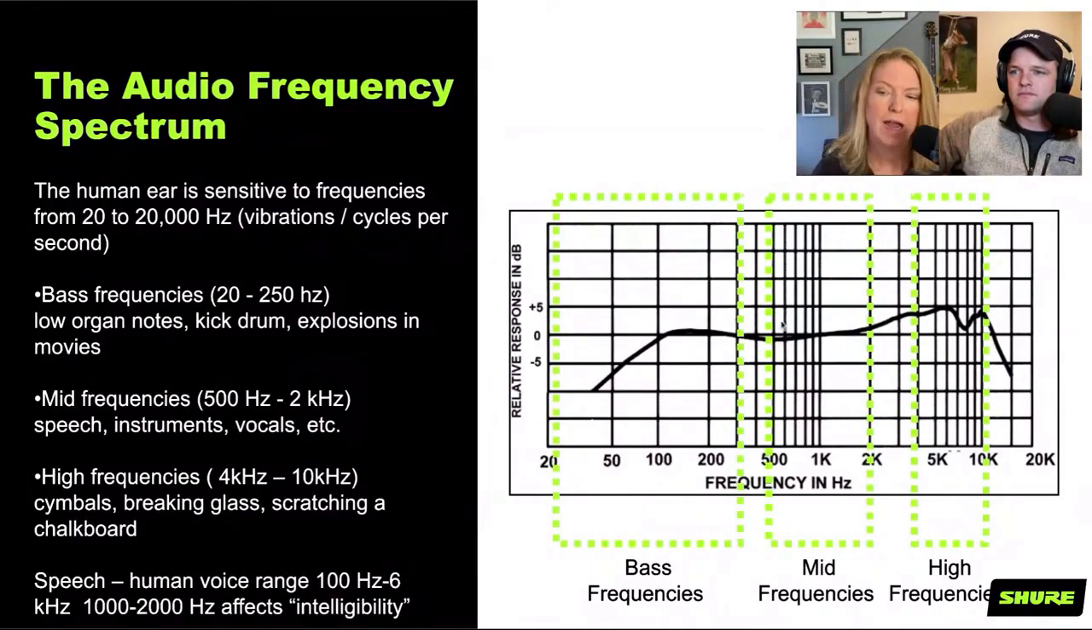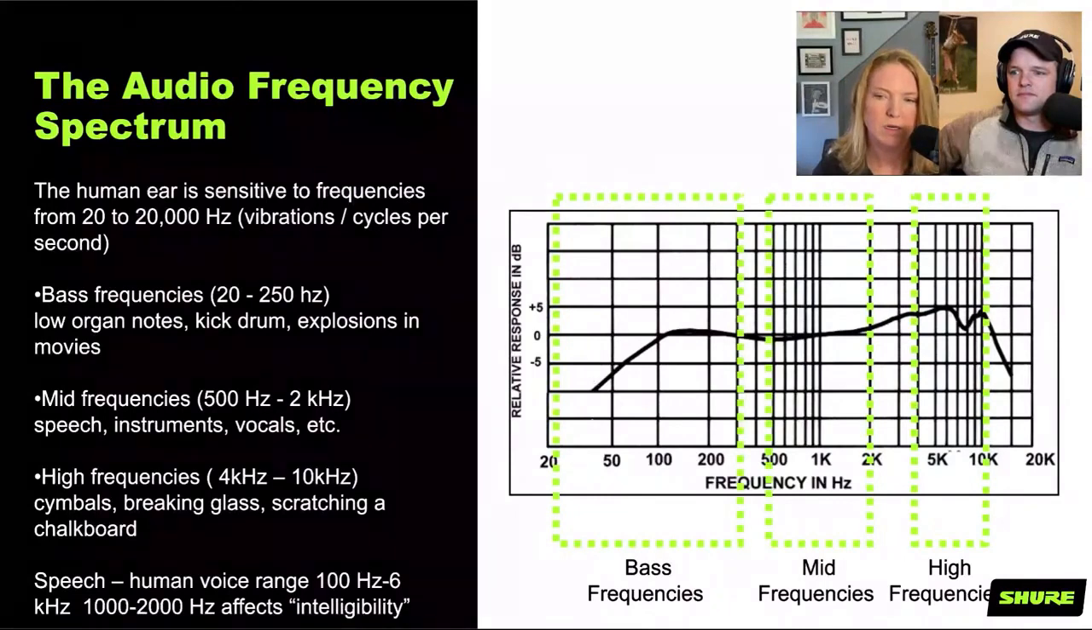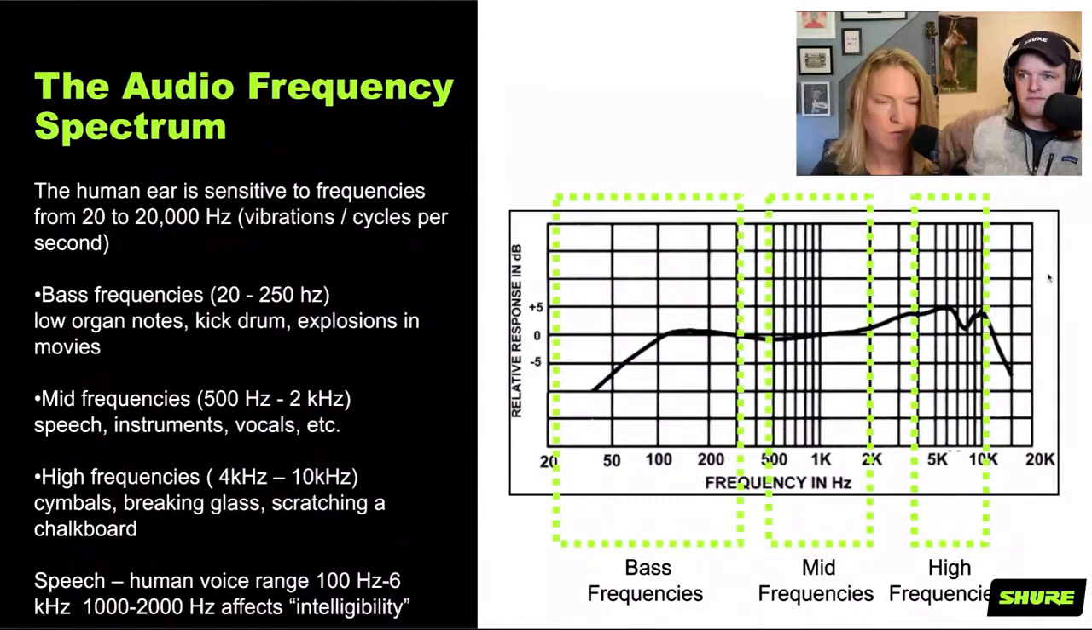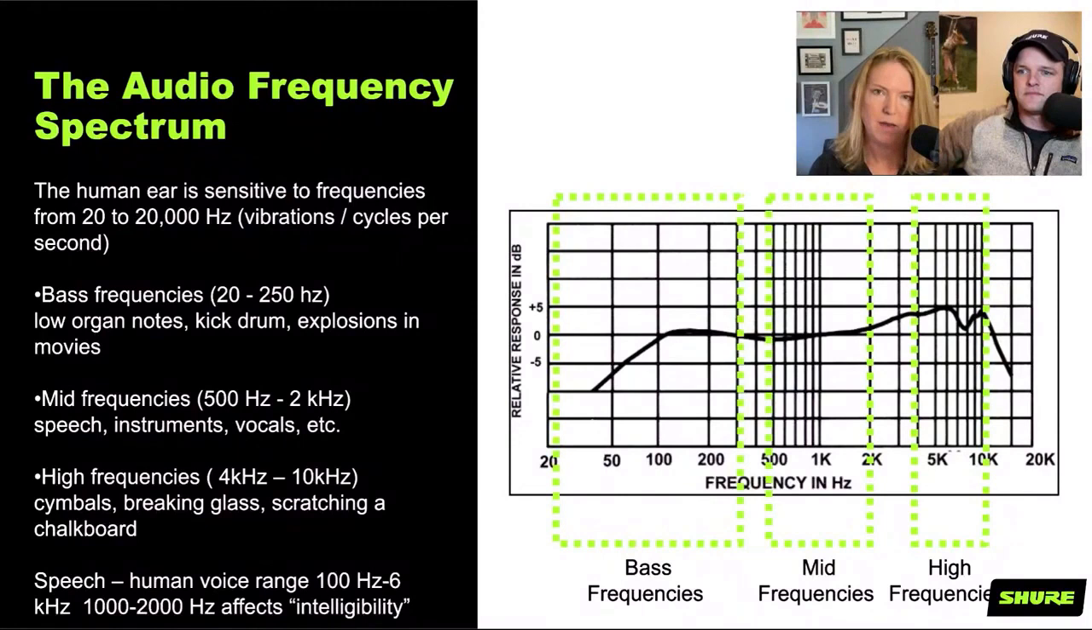Looking at that graph, you can see that wide spectrum there. And I believe this is the frequency response from the SM58, Jim? I can't remember, but I think so. That's what it looks like. It sure does. Bass frequencies live on the left side of the graphic, from 20 to 250, mid from 500 to 2K, and then high frequencies from 4K to 10K. So when you hear people say, let's roll off a little 2K, that's what they're talking about.